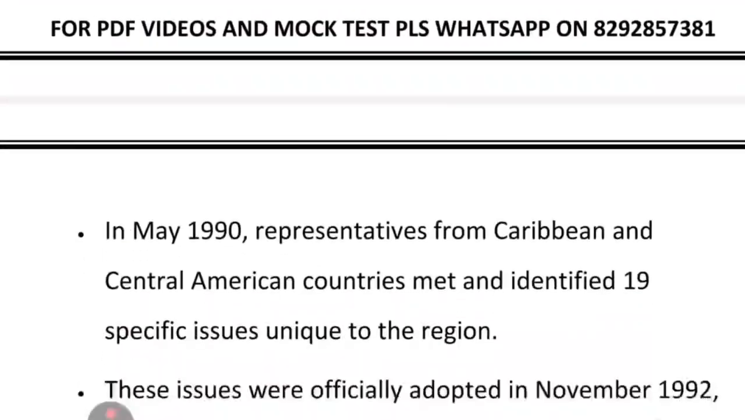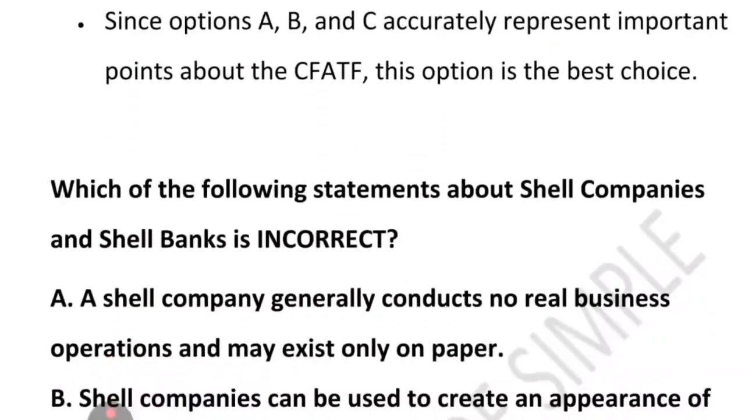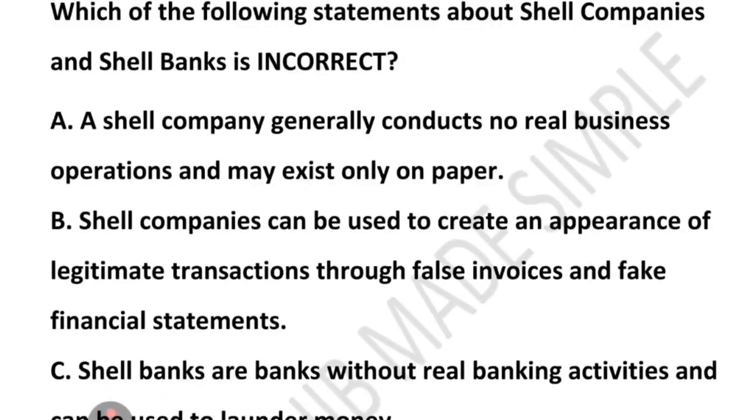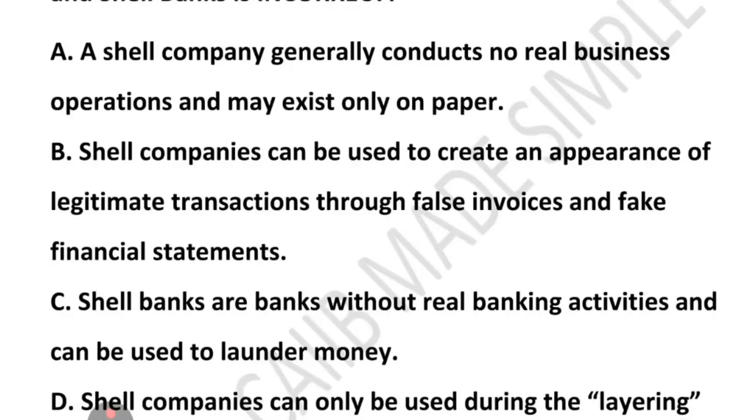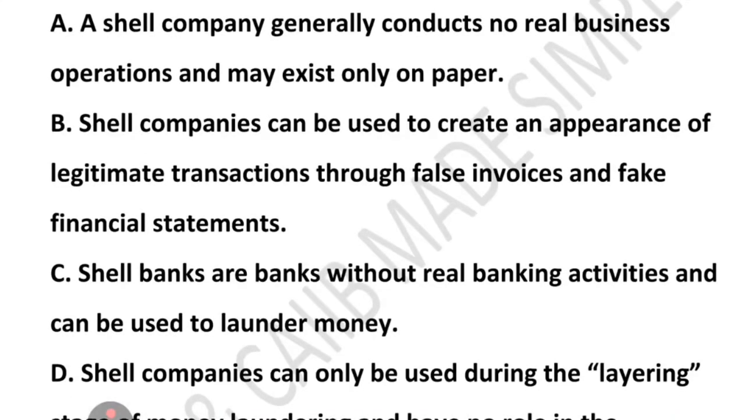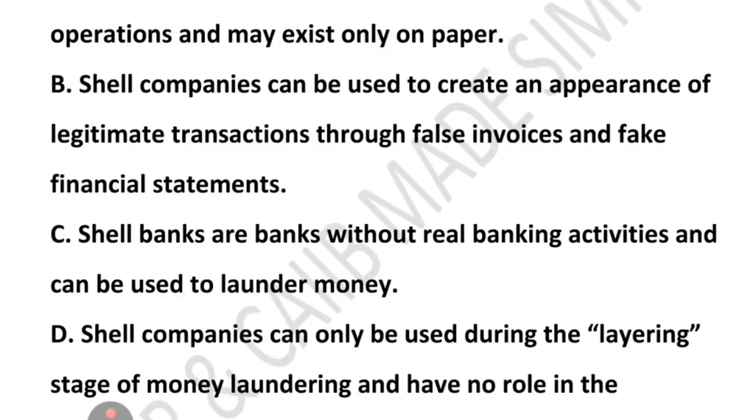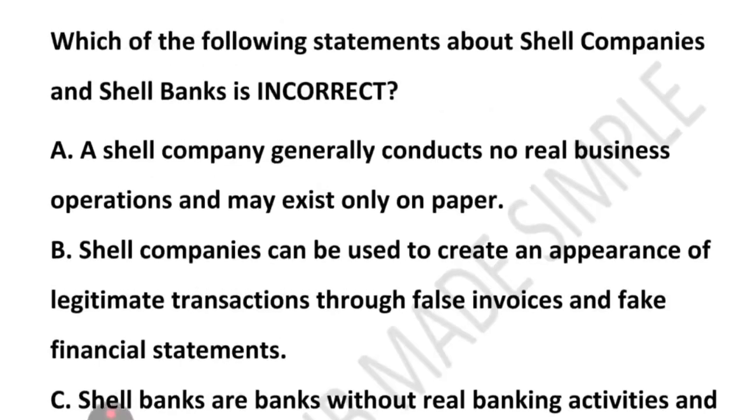Now friends, the question is which of the following statements about shell companies and shell banks is incorrect. Option A, shell companies generally conduct no real business operation and may exist only on paper. Option B, shell companies can be used to create an appearance of legitimate transactions through false invoices and fake financial statements. Option C, shell banks are banks without real banking activity and can be used to launder money. Option D, shell companies can only be used during the layering stage of money laundering and have no role in the placement or integration stage. So which one is incorrect is being asked.